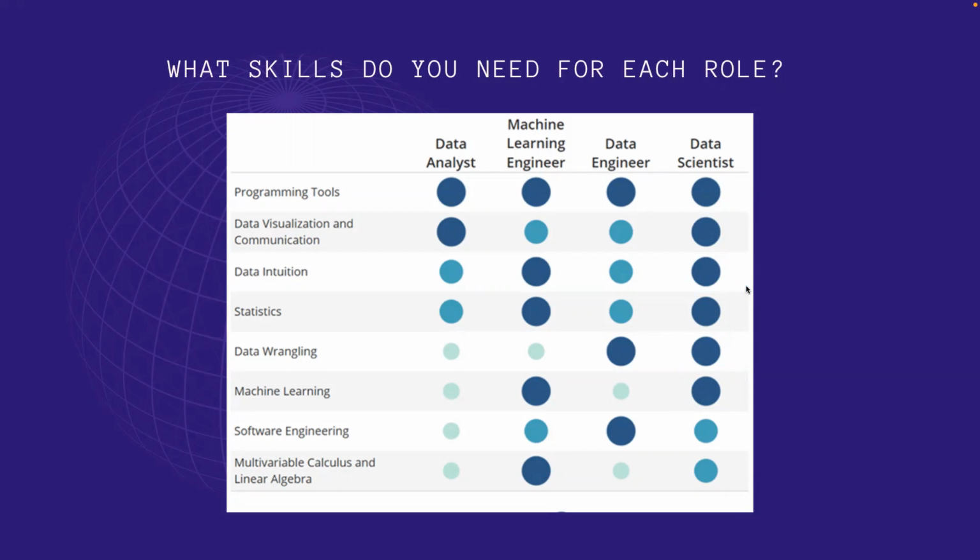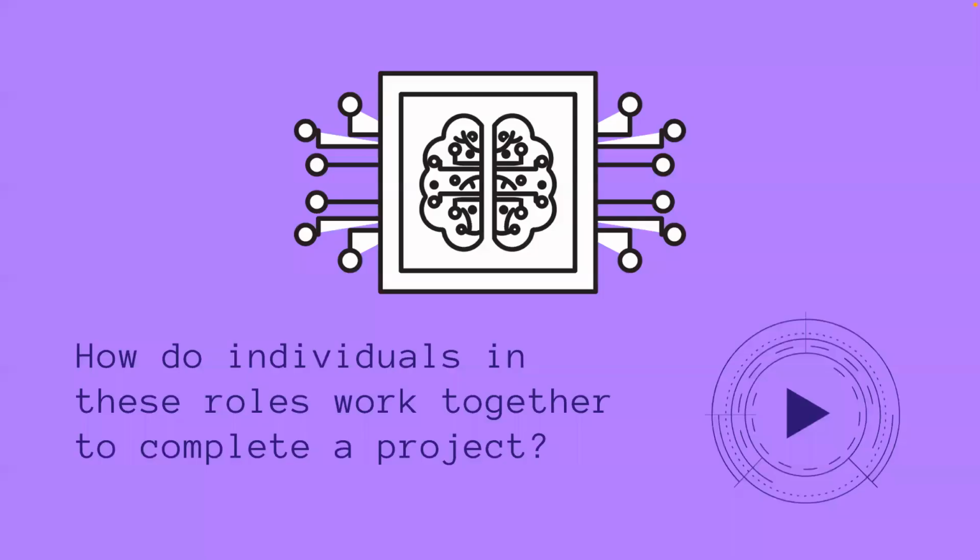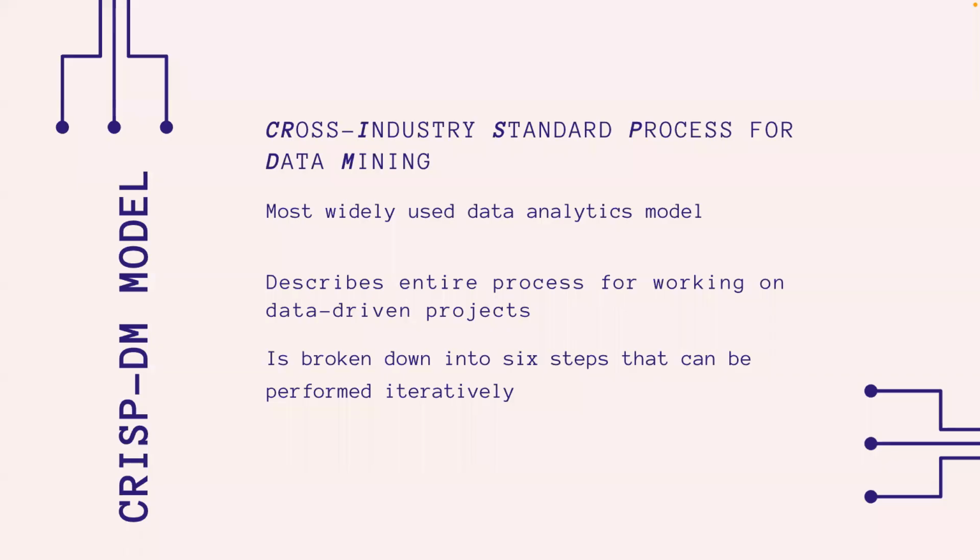So this common process that I was talking about is basically how the individuals in these roles work together to complete the project. And they generally use a model that's called CRISP-DM.